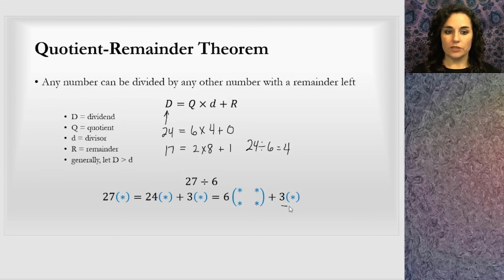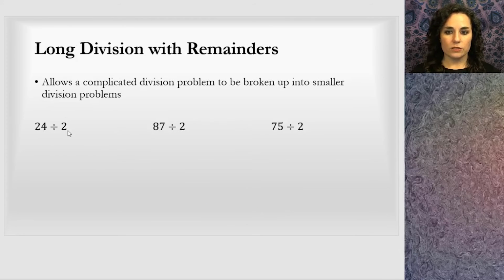And I still have this remainder 3 that I need to add on in order to get the total to 27, right? 24 plus 3 equals 27. So what long division is going to do is give us a remainder. We won't always have a remainder of 0. Sometimes we will have some non-zero remainder. Let me show you how that works.